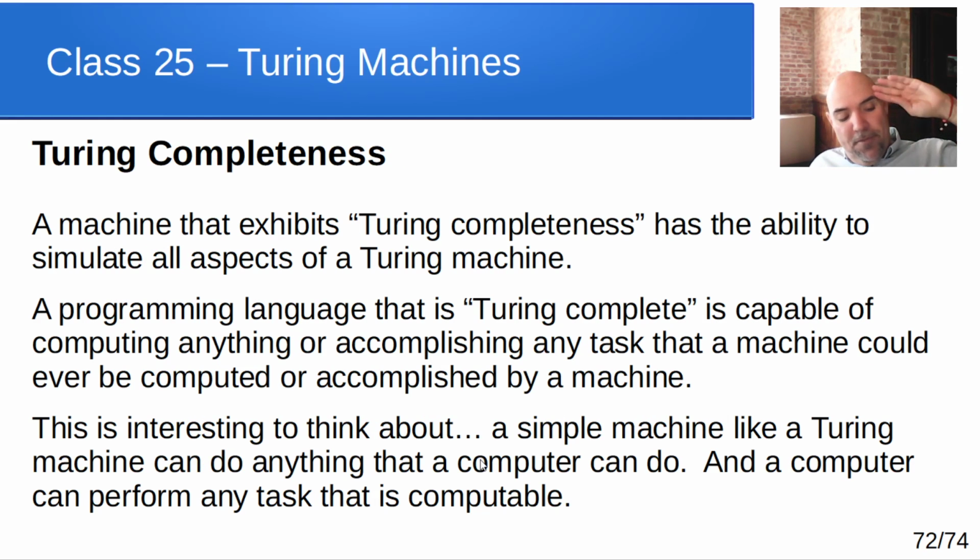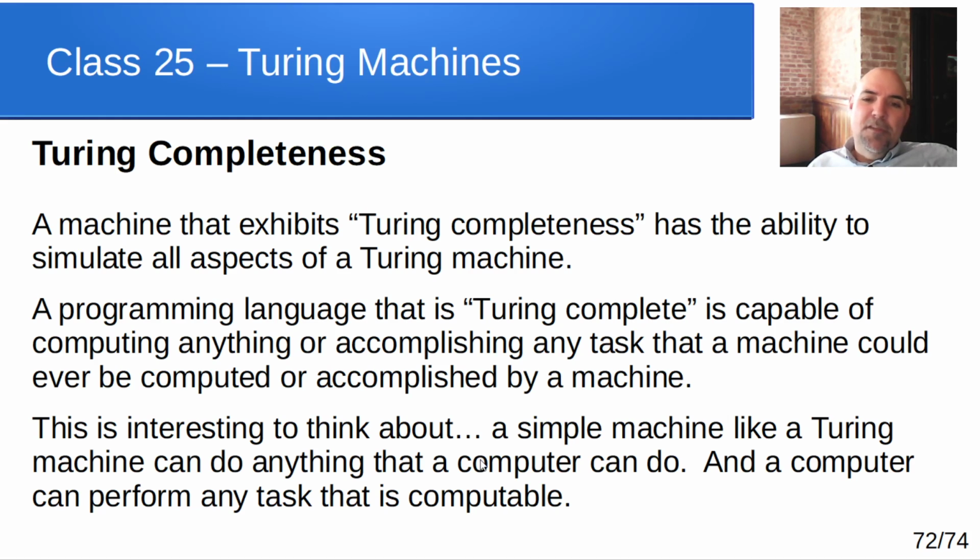Okay, so one final thing related to Turing machines is the concept of Turing completeness. A machine that exhibits Turing completeness has the ability to simulate all aspects of a Turing machine and therefore compute anything that is computable. So a programming language that's considered Turing complete is capable of computing anything or accomplishing any task that a machine could ever do. That sentence is a little messed up. I'll fix that before I post the slides.